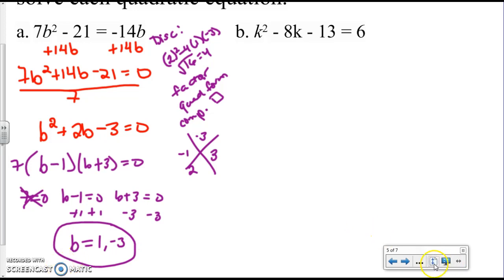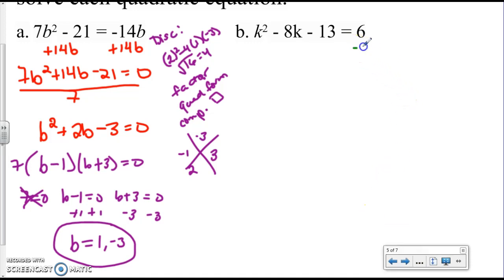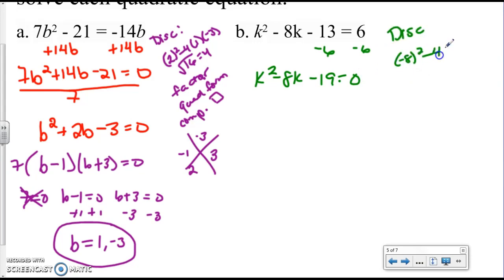Okay. Last one. Same thing, make sure it's equal to 0. So I'm going to do minus 6 on both sides. k squared minus 8k minus 19 equals 0. And then if we find the discriminant, this time we get negative 8 squared minus 4 times 1 times negative 19. And when I calculate that, I end up getting 140.